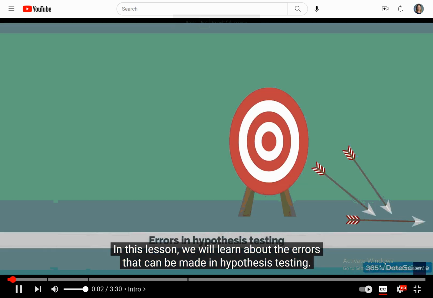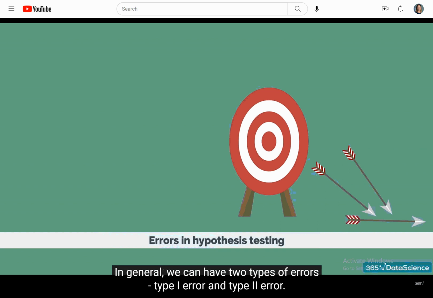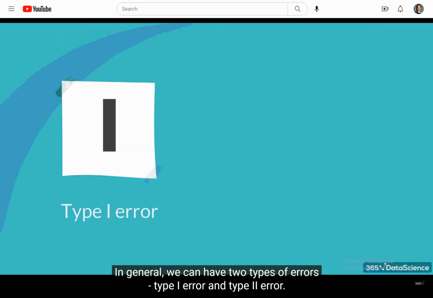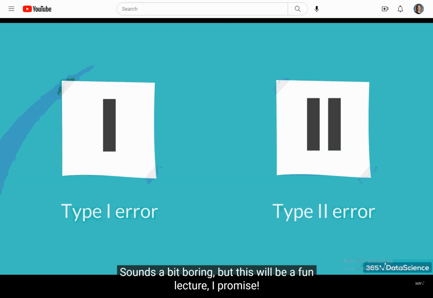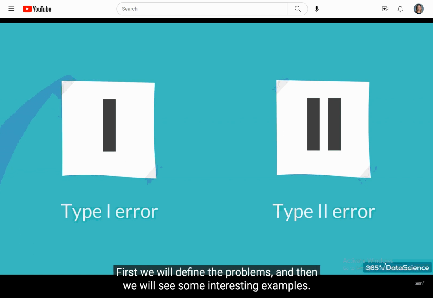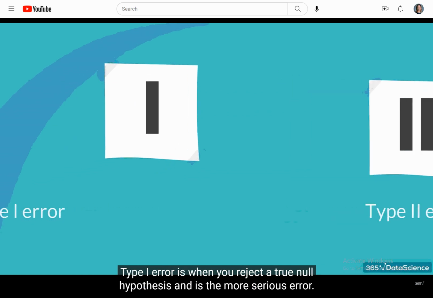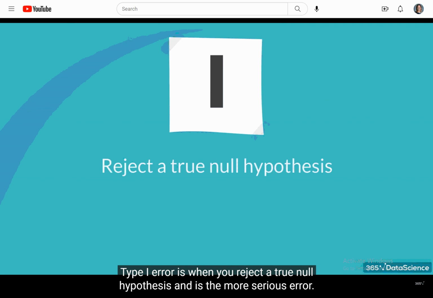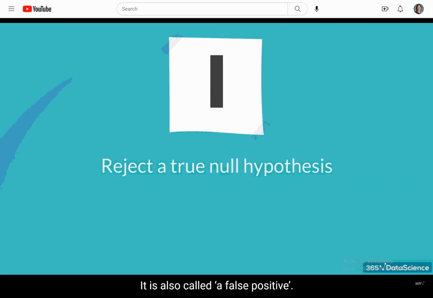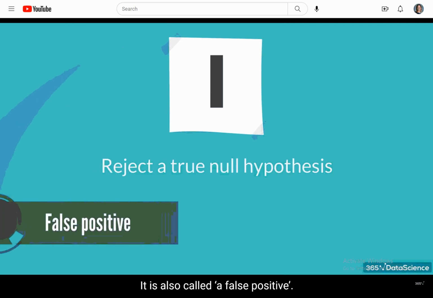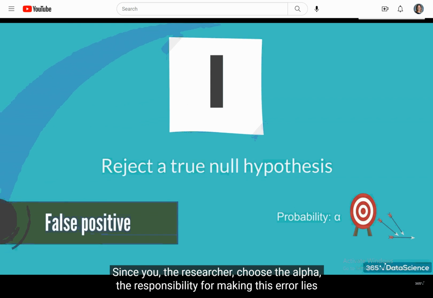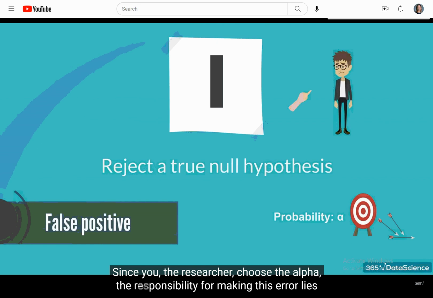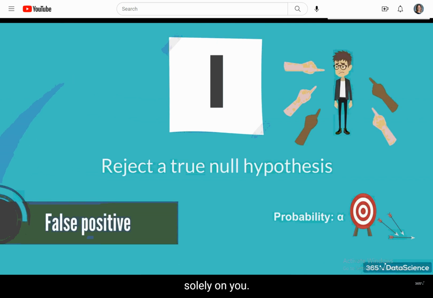In this lesson, we will learn about the errors that can be made in hypothesis testing. In general, we can have two types of errors, type 1 error and type 2 error. Sounds a bit boring, but this will be a fun lecture, I promise. First, we will define the problems, and then we will see some interesting examples. Type 1 error is when you reject a true null hypothesis and is the more serious error. It is also called a false positive. The probability of making this error is alpha, the level of significance. Since you, the researcher, choose the alpha, the responsibility for making this error lies solely on you.